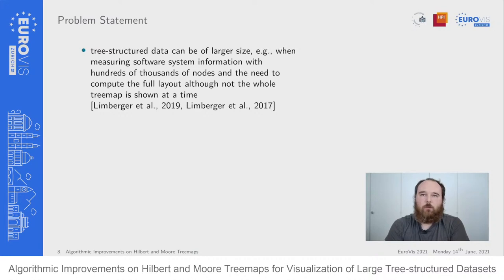When we apply these algorithms, we found some problems. The main problem was that our tree structured data can be of larger size. When we measure software system information, we may want to measure projects with hundreds or thousands of nodes. And we may have situations where we need to compute the full layout for the full tree map. Maybe it's not even visible, but it's still useful to have the full layout at hand.